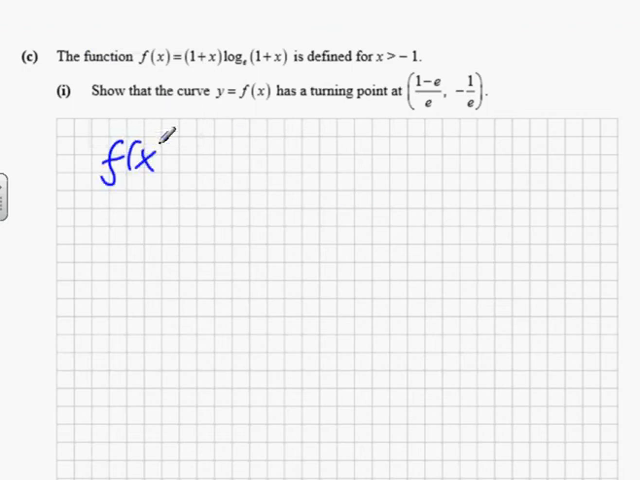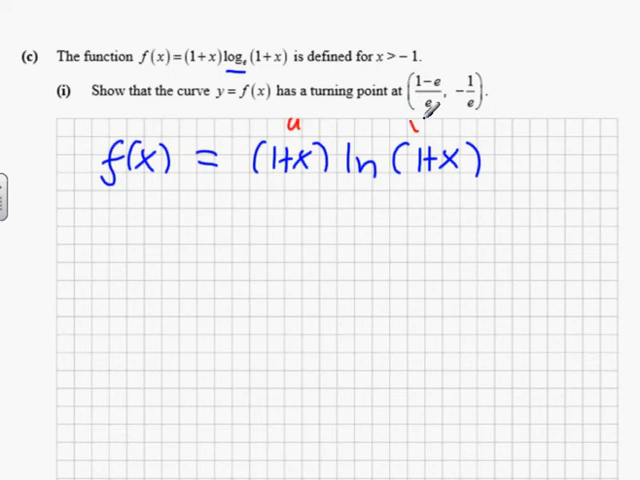f of x equals (1 plus x) ln(1 plus x), like the base is ln, 1 plus x. Now, this is a product rule function, u and v. Show that the curve has a turning point. If it has a turning point, it's dy/dx, or the first derivative, equals 0.